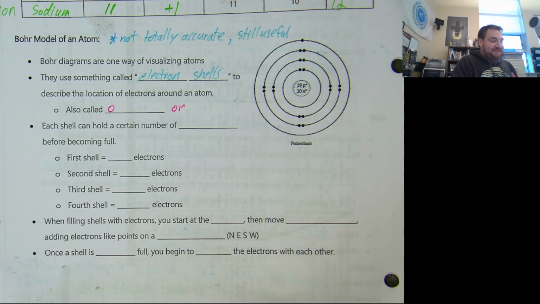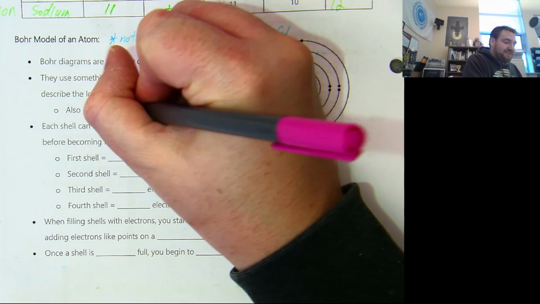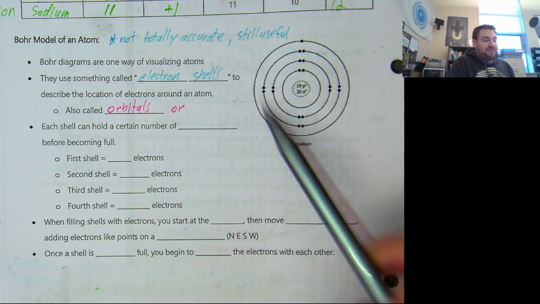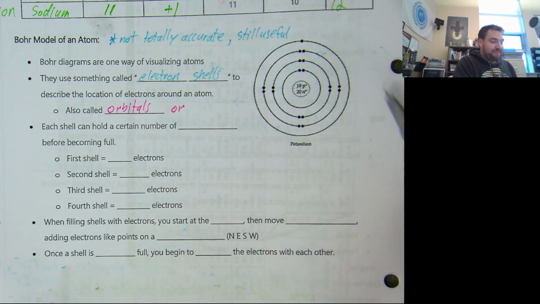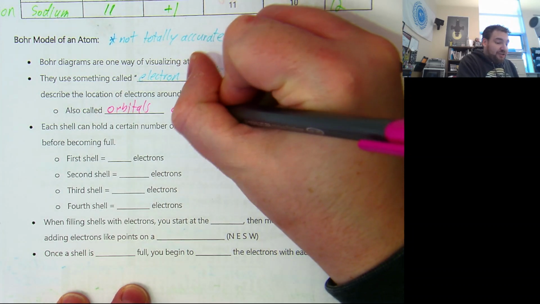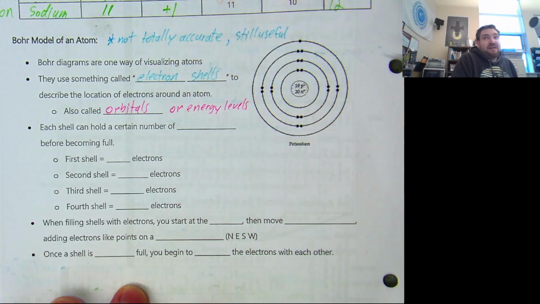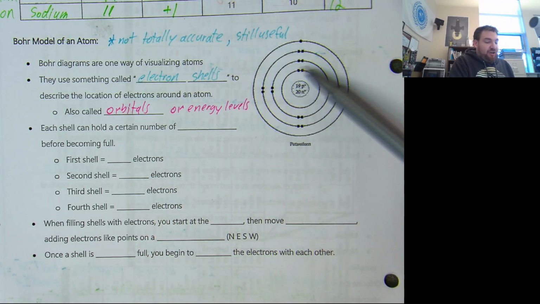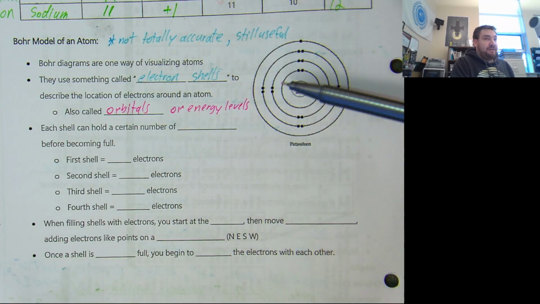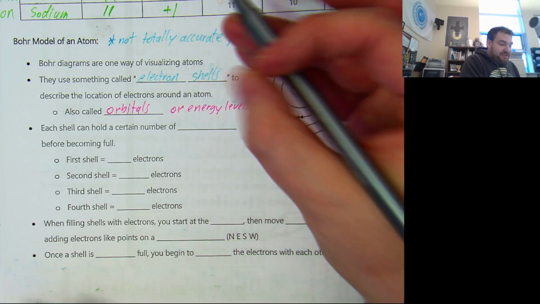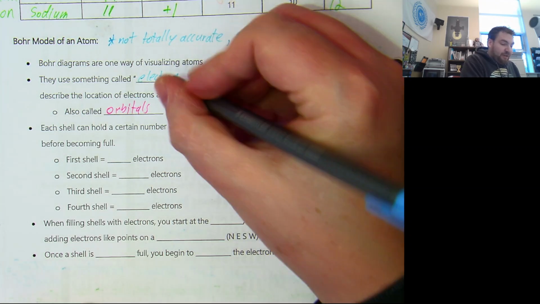Okay, but so they're also called orbitals. That is other language that we use to talk about these electron shells. Or we can call them energy levels, because that's another thing they represent. The higher the shell you're in, the more energy that electron has. Each shell can hold a certain number of electrons before it's what we can consider full.